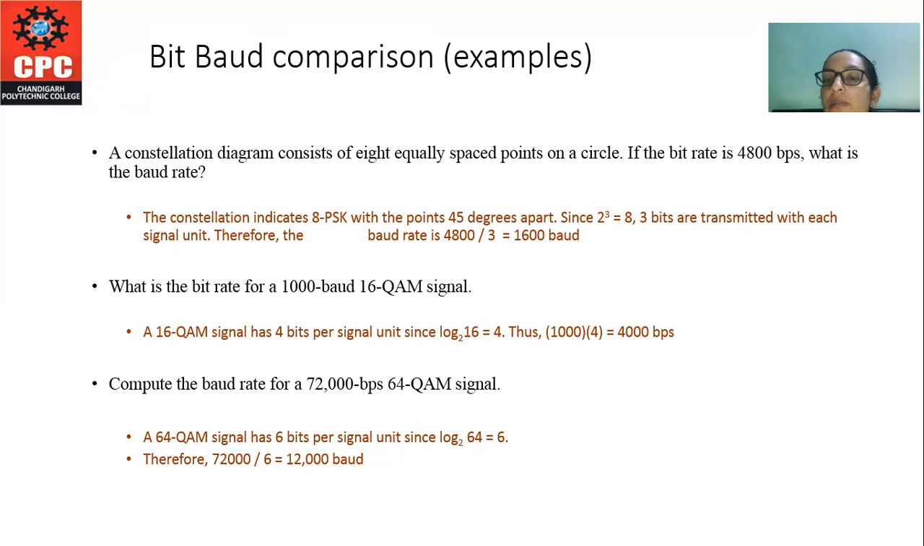Now, what will be the bit rate for a 1000 baud 16 QAM signal? In the 16 QAM signal, as we already know, there are 4 bits per unit, since log 2 of 16 is equal to 4. Thus 1000 times 4 is 4000 bps. So let us compute the baud rate for 72,000 bps in a 64 QAM signal. It has 6 bits per signal unit, since log 2 of 64 is equal to 6, and therefore 72,000 divided by 6 will be equal to 12,000 baud.